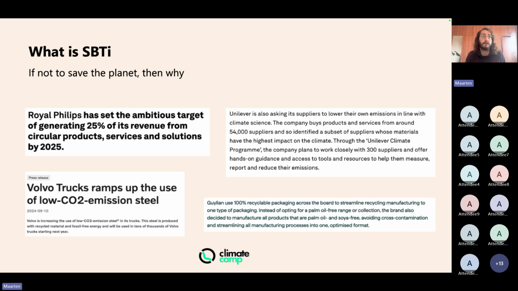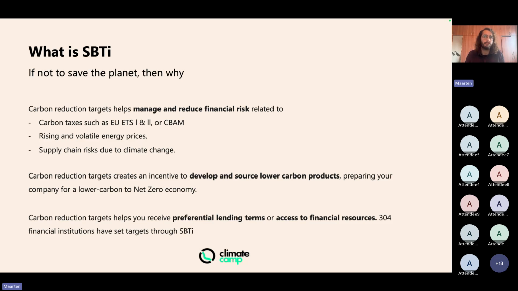To give you an example, here you can see different examples. Unilever is asking the entire body of its suppliers to measure their emissions. Volvo Trucks is buying lower CO2 emission steel. Guylian, a Belgian chocolate brand, is sourcing more recyclable plastic or packaging in general. So as you can see with these examples, they are looking to source more lower carbon goods. So if you are a company that can provide these goods, then you can position yourself better in the future economy. Carbon reduction targets also help you receive preferential lending terms or access to financial resources.